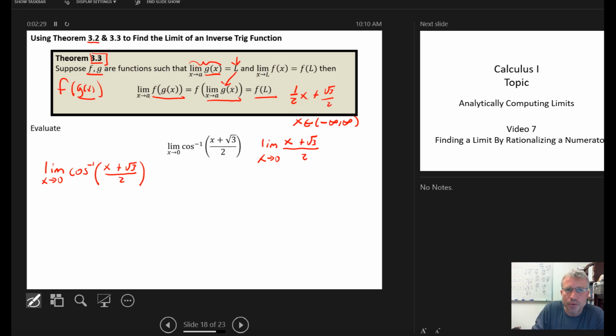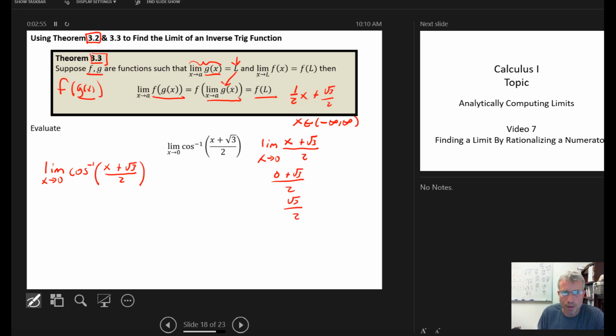So we can use Theorem 3.2, which was the theorem we looked at in the previous video, and say, to find this limit, I can just plug 0 in. I can evaluate the function at 0. So I drop the limit notation because now I'm plugging the real number 0 in for x. 0 plus the square root of 3 over 2 equals the square root of 3 over 2. So the limit does exist.